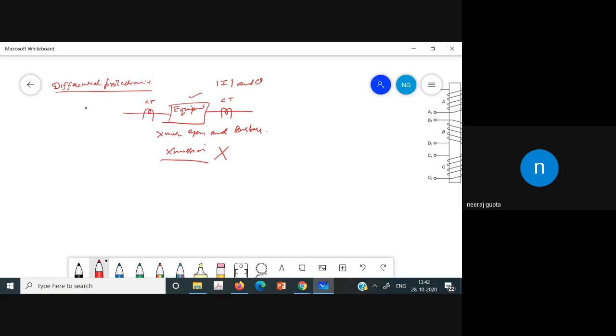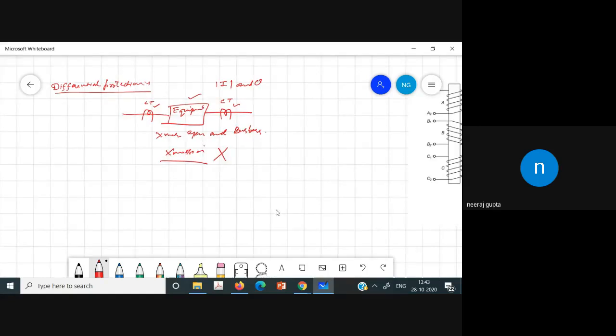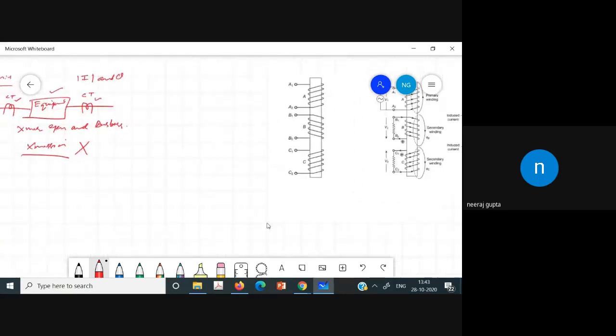So its basis is that we have the current at this side, before the equipment and after the equipment, and we compare the magnitude and the phase angle in both cases. If the difference is more than the predetermined value, then definitely it will give the trip command. Before going to the basics of that, we will first discuss the dot markings that are used in that.